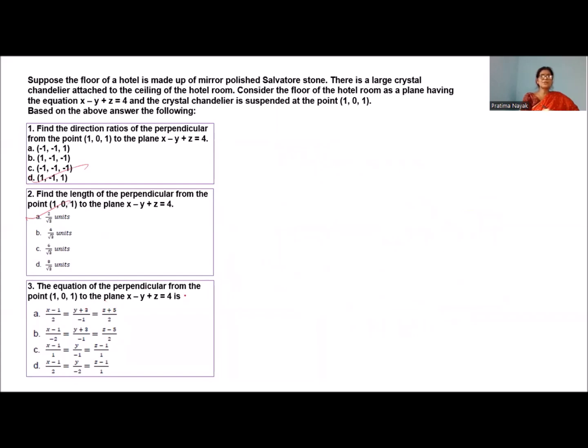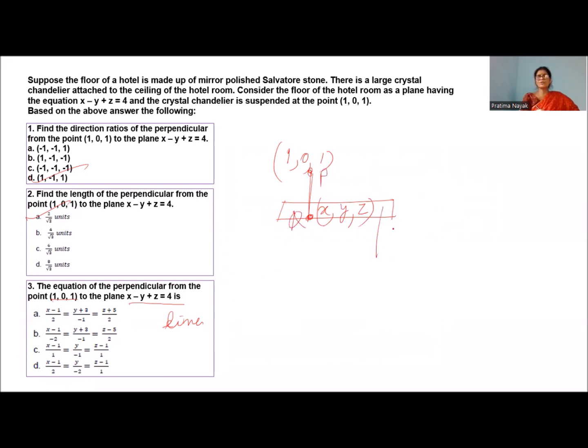The equation of the perpendicular from the point (1, 0, 1) to the plane is, which one will be the option? You may notice that these are all equations of lines. So we have to get the equation of the line from (1, 0, 1) to this plane. Let it be touching at the point (x, y, z). This is the point, the foot of the perpendicular. I'll get the equation of PQ.